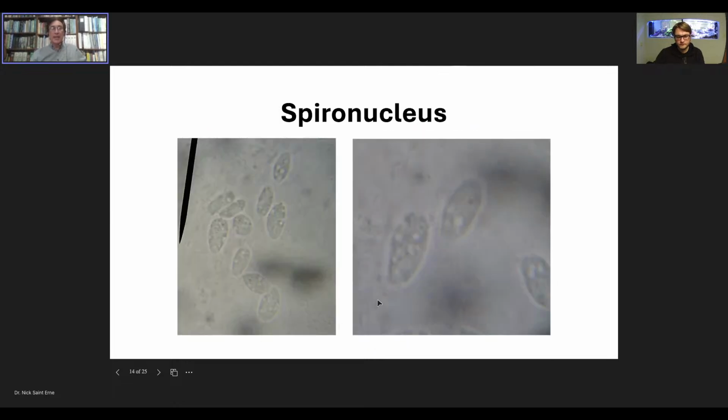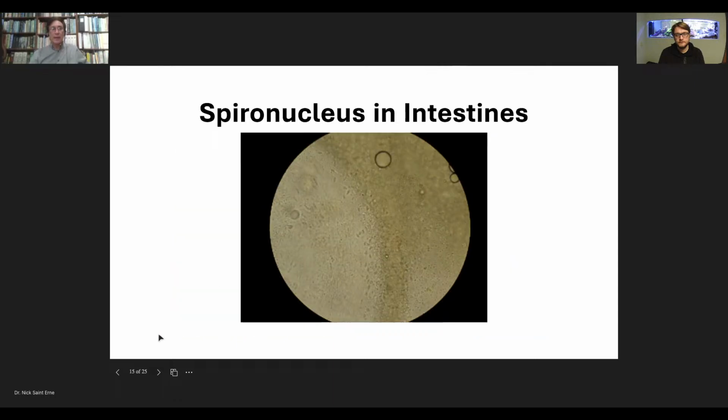This next one is Spironucleus. It's also a flagellated protozoa. On this one, you can kind of see the little shadow here of the whip-like extensions, the flagella. These are sort of cylindrical, and they have a pointed end, and the flagella come off.